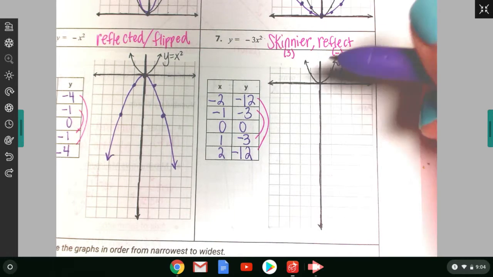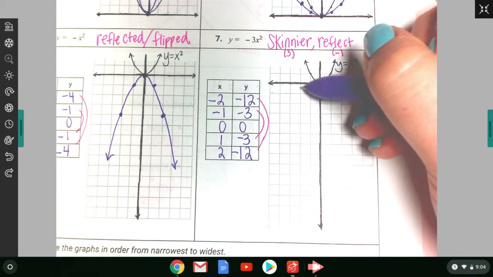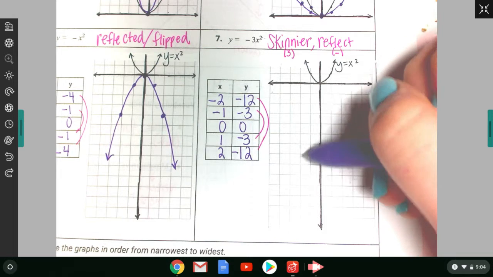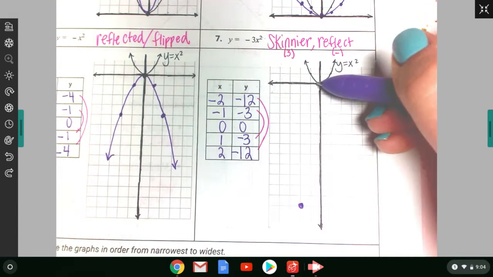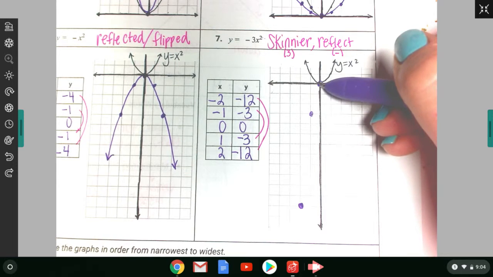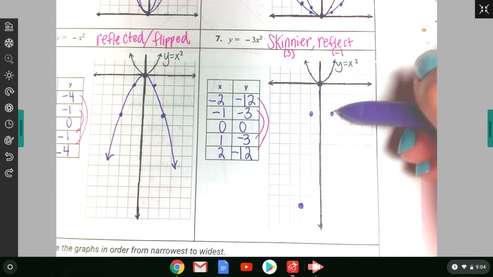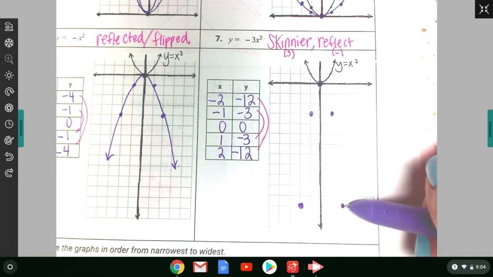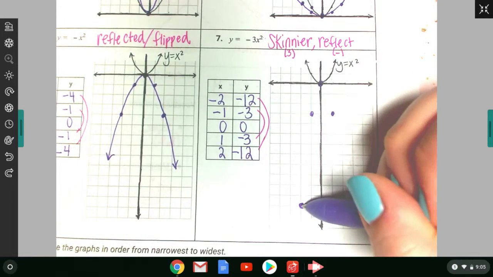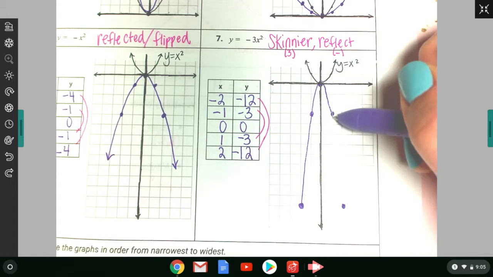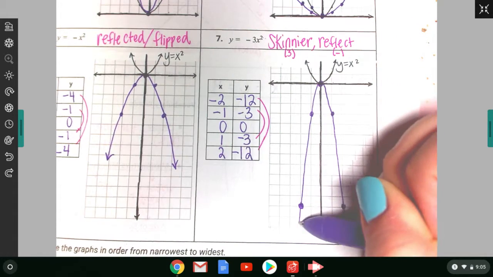And let's plot our points. So -2, -12. -1, -3. 0, 0. 1, 3. And 2, -12. So we've got them all. And it's exactly what we would have expected. It is skinny and it is reflective.